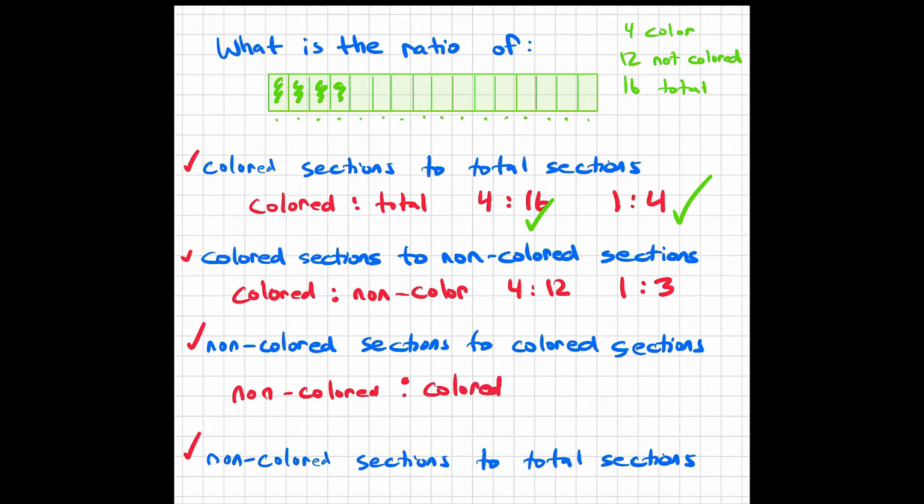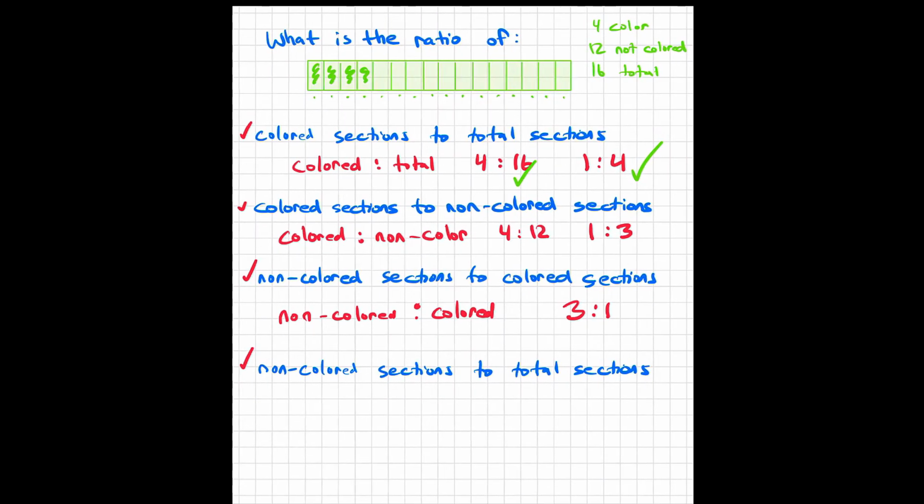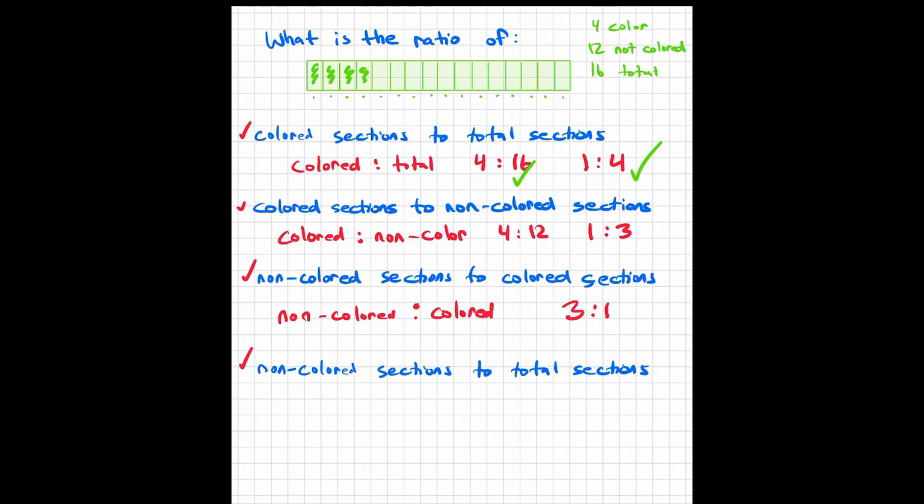So it's essentially like the one we had above that was colored to non-colored, except in this case they're just reversed. So I've already got the answer sitting right here, 1 to 3, except it's going to be in reverse. So it's going to be 3 to 1. Okay, and the last one is basically saying non-colored.